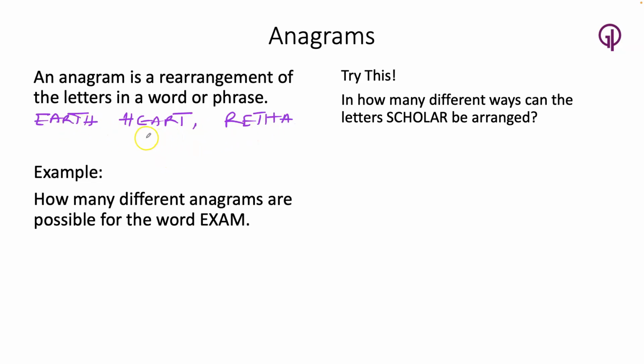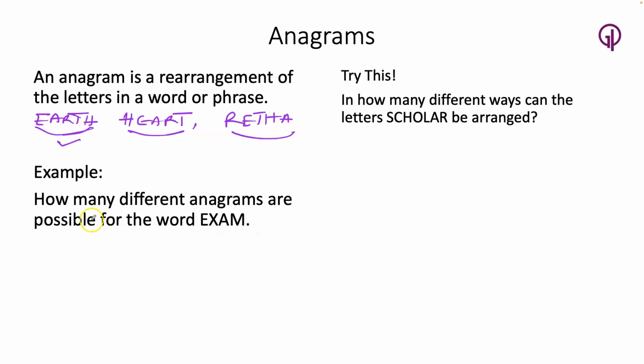Now if you look at this word heart, we've just rearranged it to get earth, and we've rearranged it to get reta. It doesn't matter. Earth makes sense. We rearranged heart to get earth, which is a proper word, but reta is gibberish. Now when we are dealing with anagrams, when you are asked to find a possible number of ways you can arrange a word, it doesn't matter if the word makes sense or not, whether it's gibberish or it's a proper word. So don't be too bothered about that.